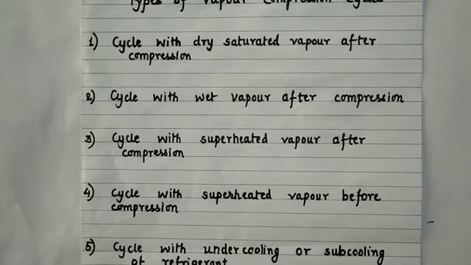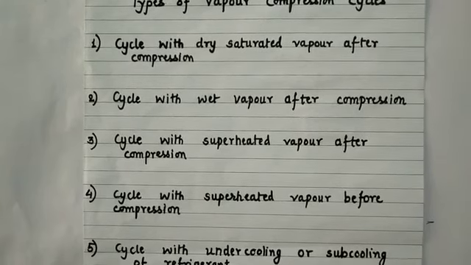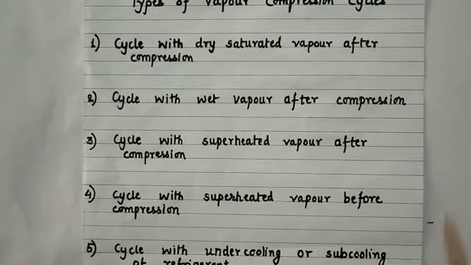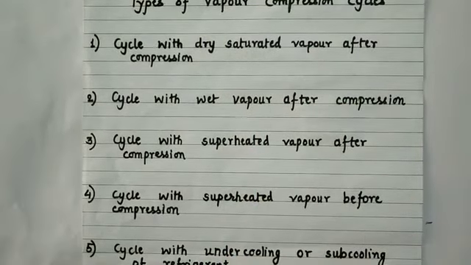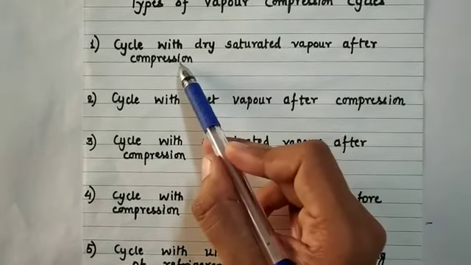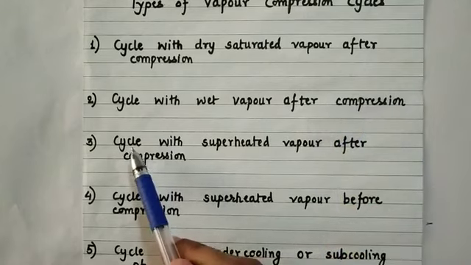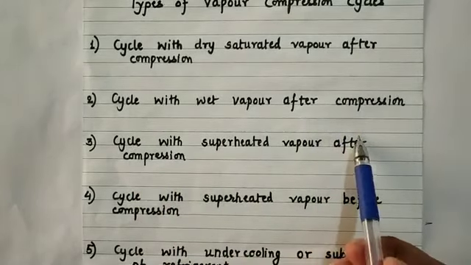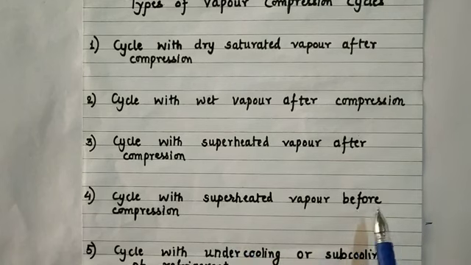Hello everyone. So today we'll start with types of vapor compression cycle or types of vapor compression refrigeration system. It is also called as VCC or VCRS. Now first of which is cycle with dry saturated vapor after compression. Second is cycle with wet vapor after compression. Third is cycle with superheated vapor after compression. Fourth is cycle with superheated vapor before compression, and last is cycle with undercooling or subcooling of refrigerant.